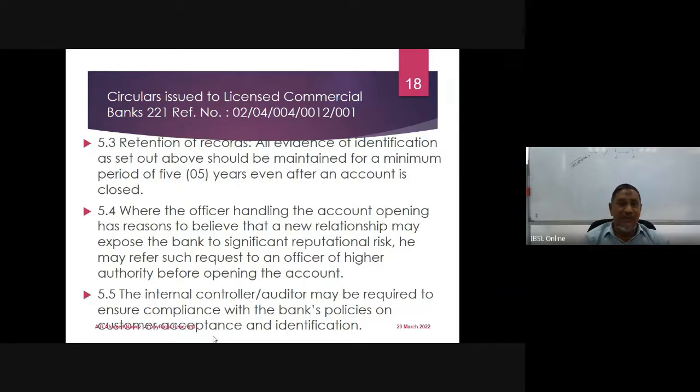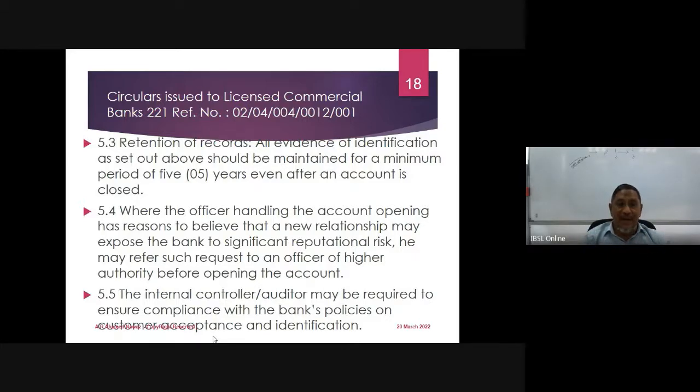Retention of records and evidence of identification as set out above should be maintained for a minimum period of 5 years, even after the account is closed. Why is that? After closing accounts also, the customer's correspondence file must be maintained for a period of, according to central bank guidelines, 5 years. Legally it should be 6 years. It's under the prescription ordinance. Under the prescription ordinance, any correspondence has to be kept for 3 years. Central bank wants to keep it 5 years. Any contract, it is 6 years. This is the prescription period. So within the prescription period, we should not destroy any of these documents. They should be kept in case they have to be produced for further legal requirements.